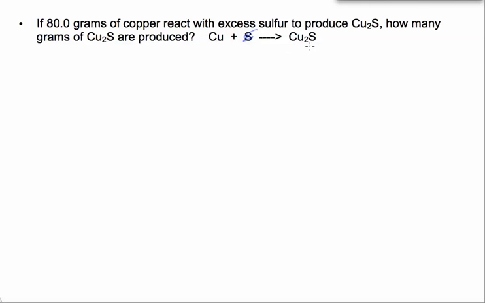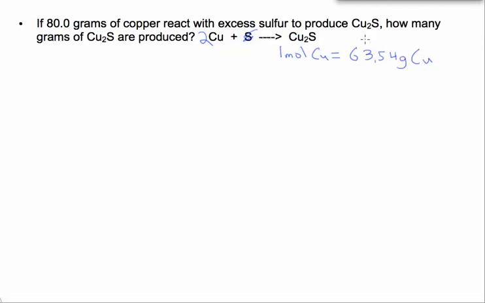You have 2 copper here, but only 1. So if you put a 2 right there, now it's balanced. Let's write down our conversion factors so we have them all ready. We know that to get from grams of copper to moles of copper, we're going to have to use 1 mole of copper equals the molar mass. If we look at the periodic table, the molar mass is 63.54 grams of copper.